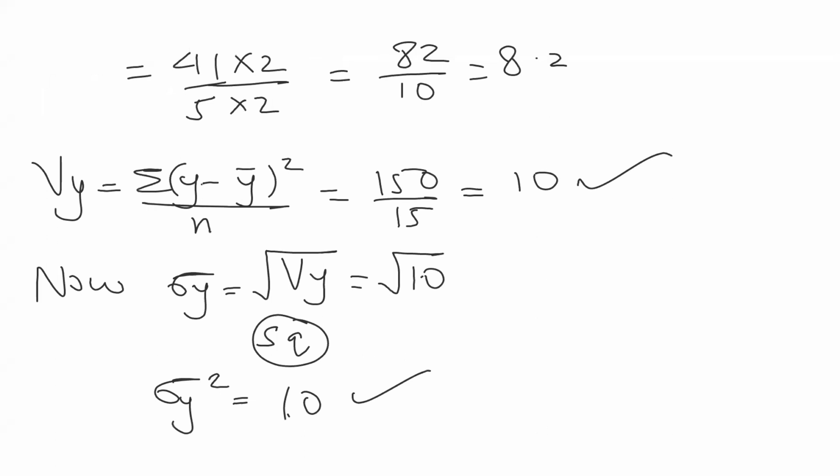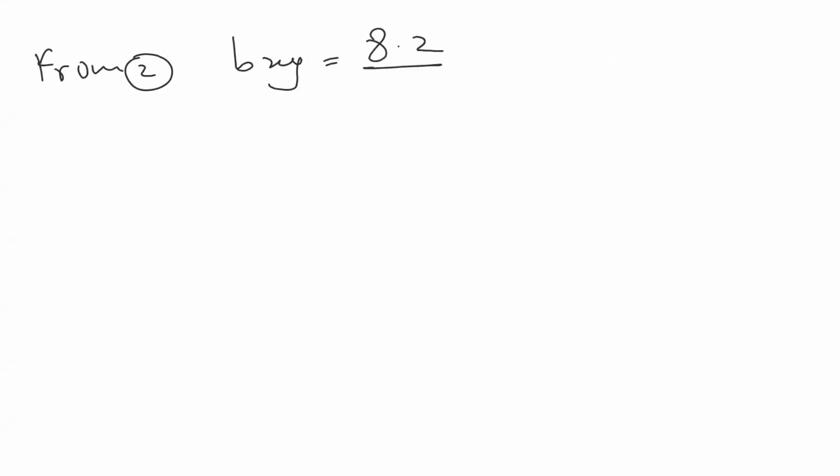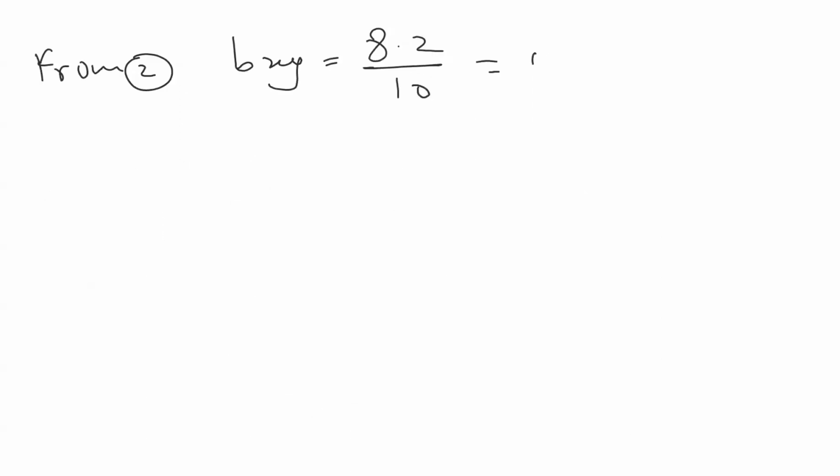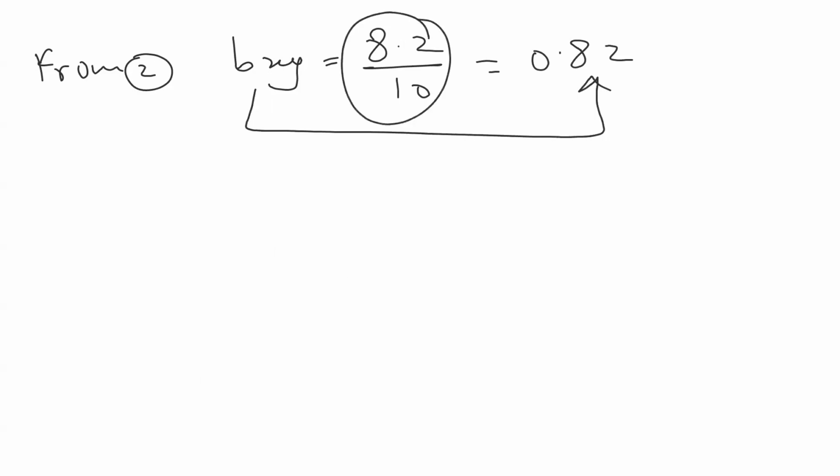So from 2, bxy is equal to covariance of xy. Covariance of xy we have calculated as 8.2, and standard deviation of y square was just calculated as 10. So the answer is 0.82. bxy value is 0.82. Whenever the divisions are quite easy, then only divide, otherwise leave it in fractions. Now from 1, we'll put all these values in equation number 1.